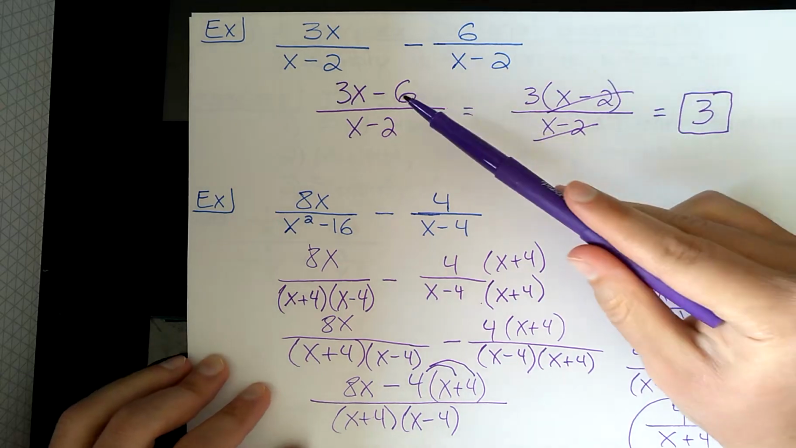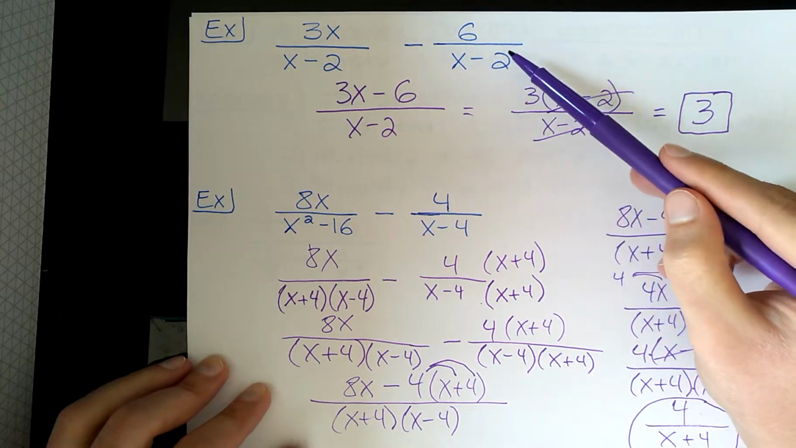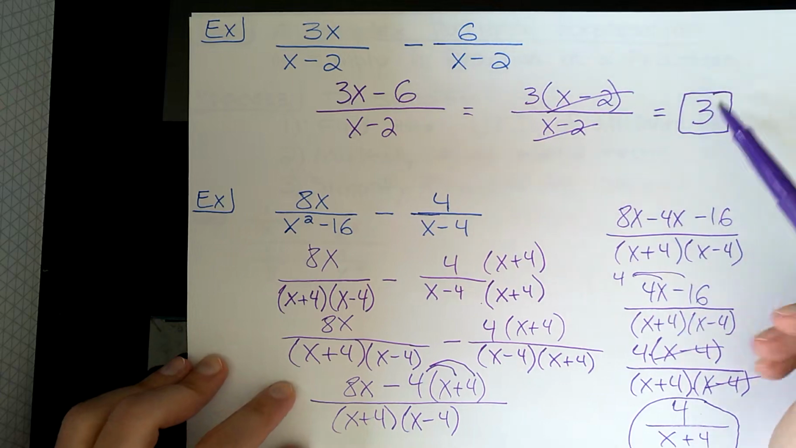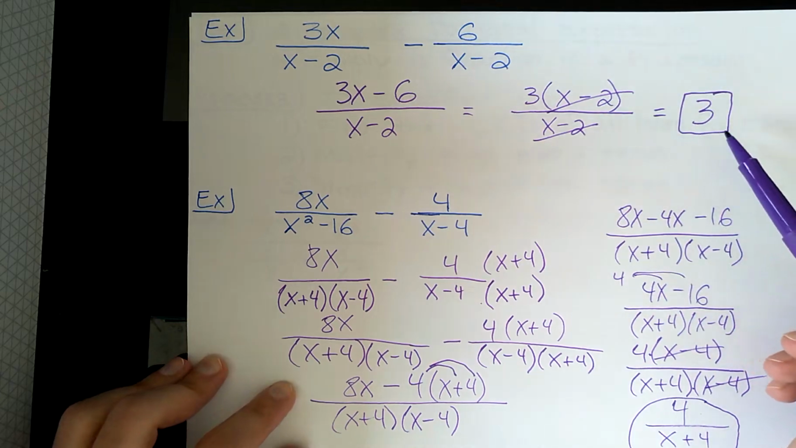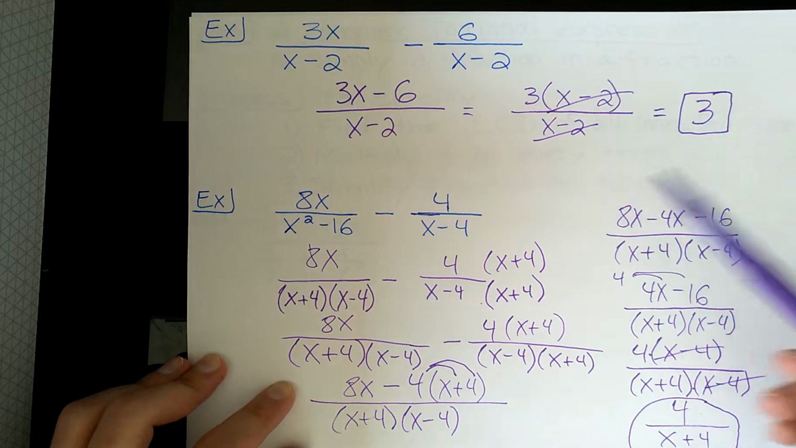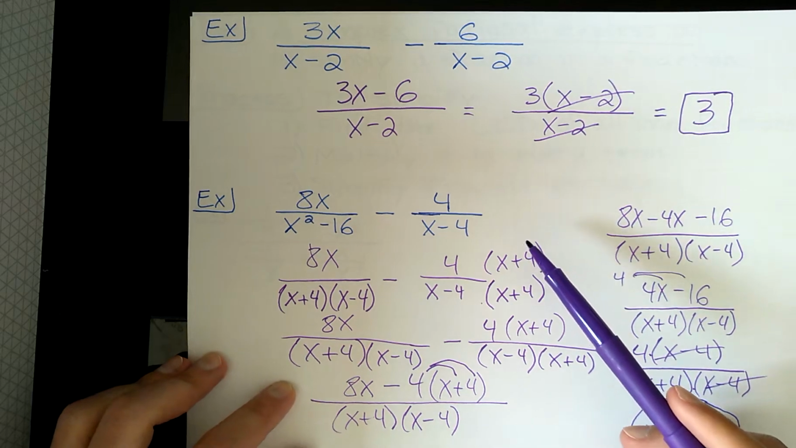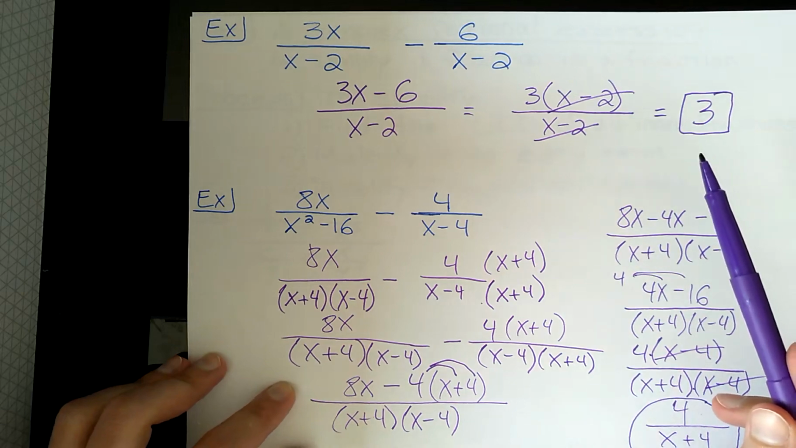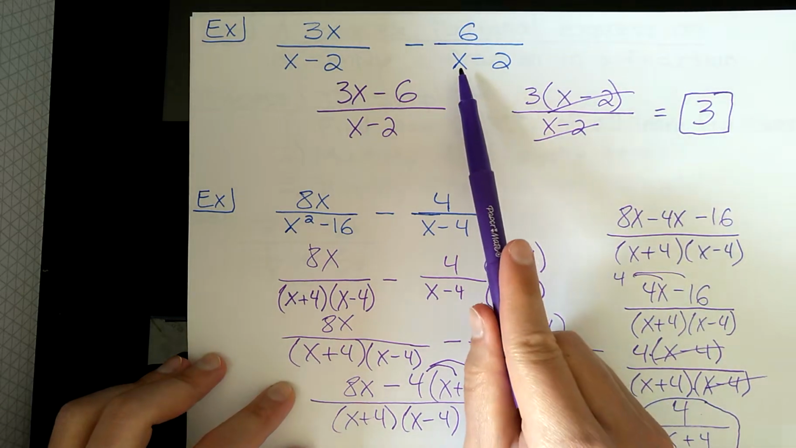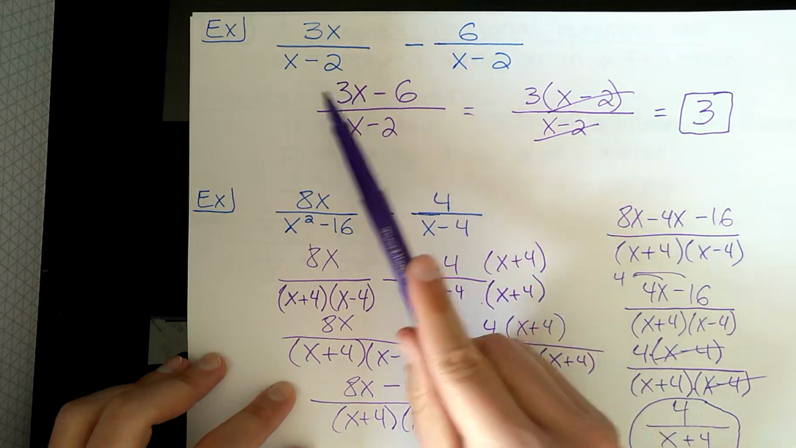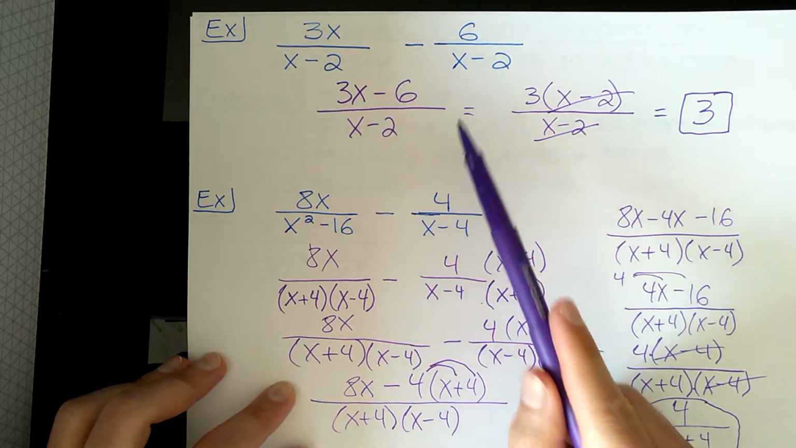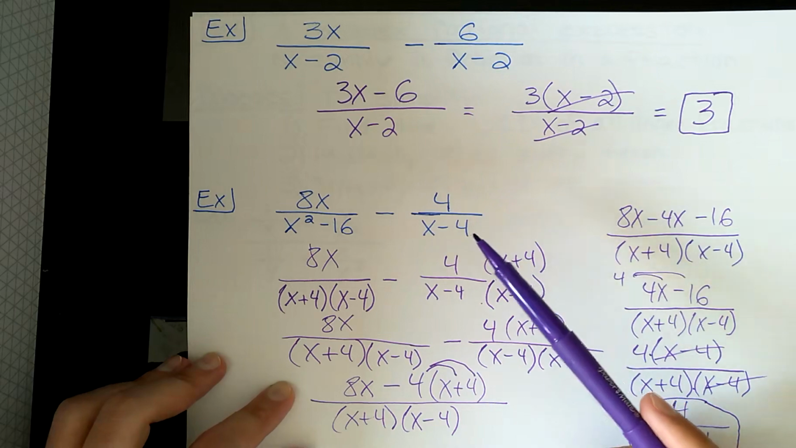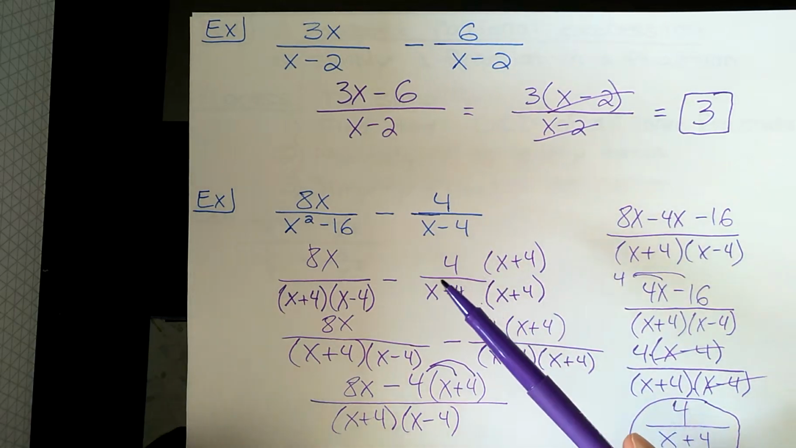So 3x over x minus 2 minus 6 over x minus 2 is just another way of saying 3. But again, once we get further into the course, we'll talk about why that's not always true. Because if we would have plugged in x equals 2 into this original problem, we would have gotten division by 0, which is impossible. All right.